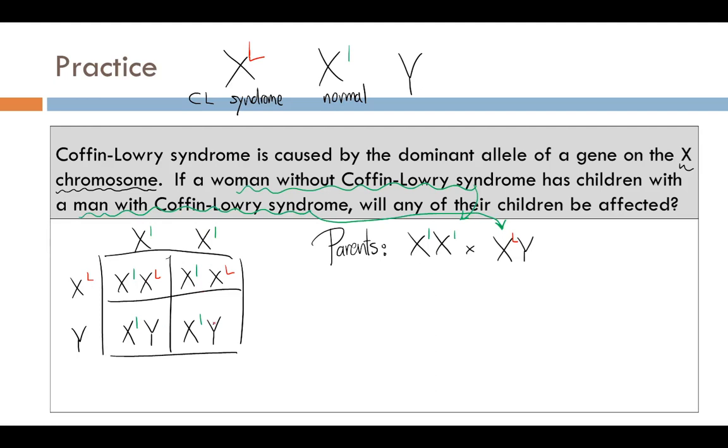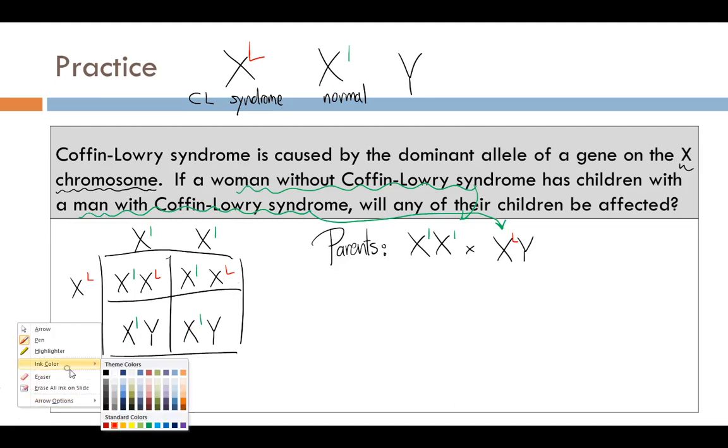Check and make sure that you have 50% males, 50% females, because if that's not the case, then you know you've done something wrong. Okay? 2 females, 2 males. The question asks us, will any of their children be affected? Okay? These 2 females each get 1 recessive allele and 1 dominant allele, and that means that they do have Coffin-Lowry syndrome because it's dominant over that. The 2 males each get a normal allele from their mother, so they will not have Coffin-Lowry syndrome.